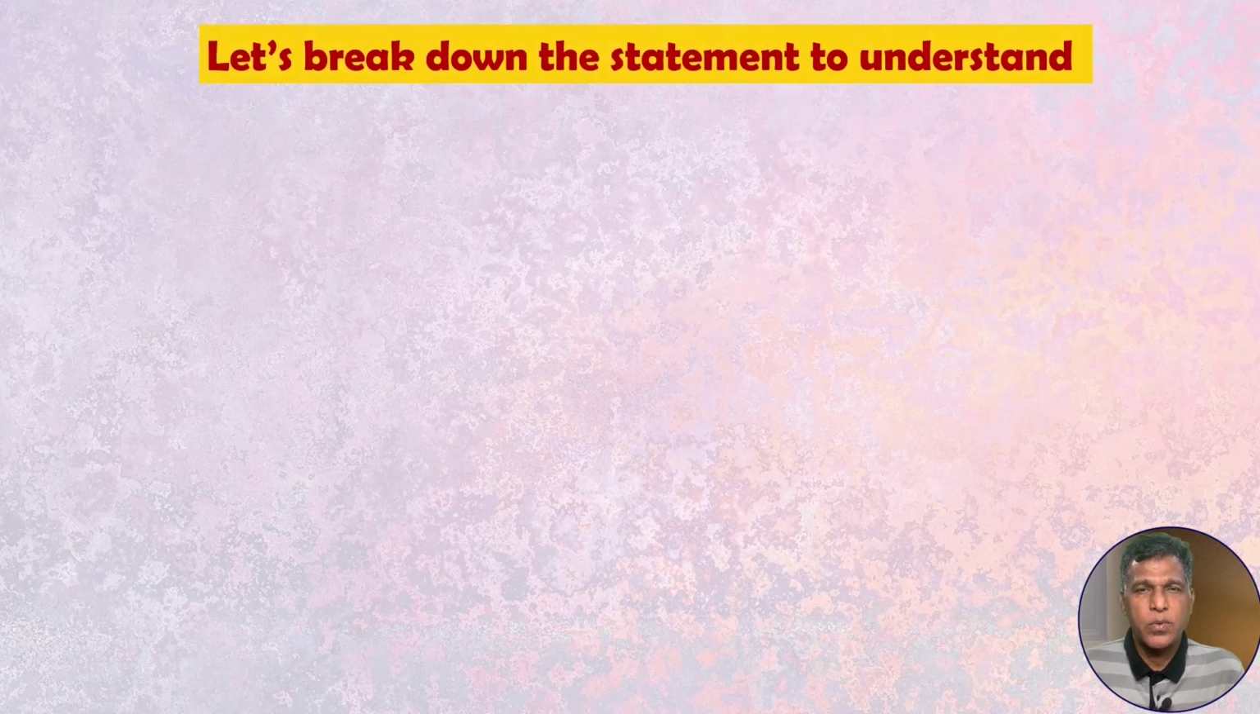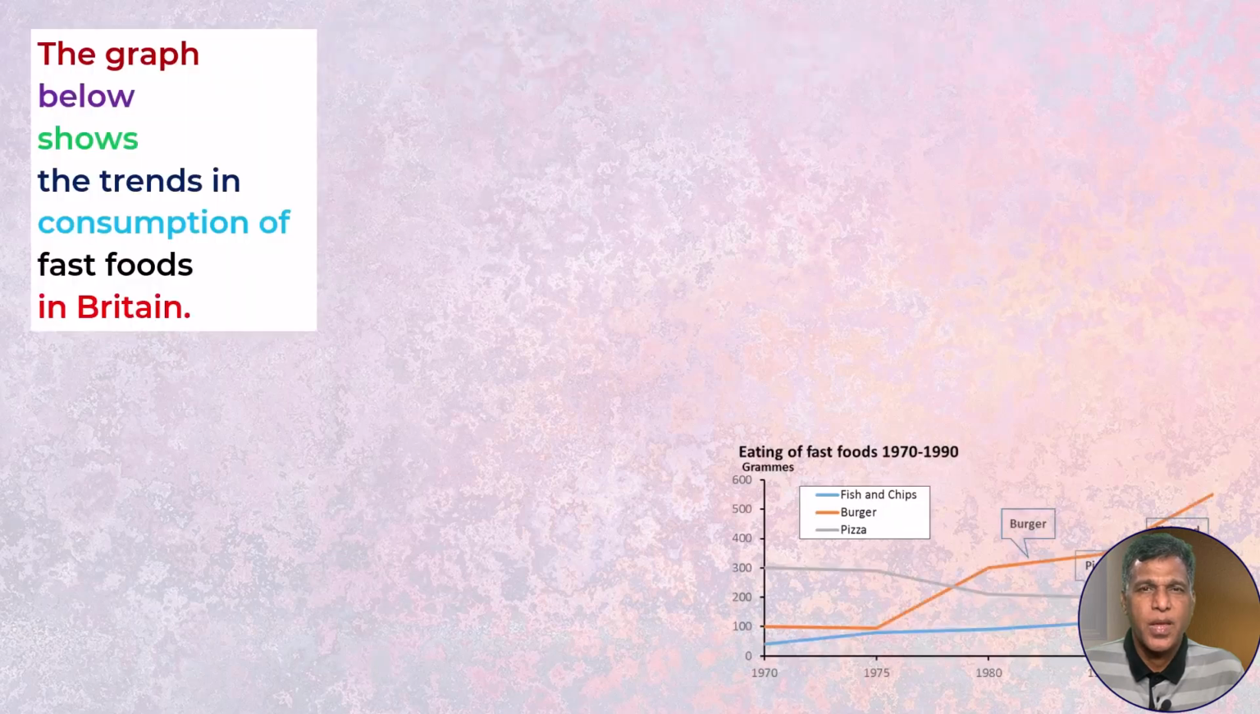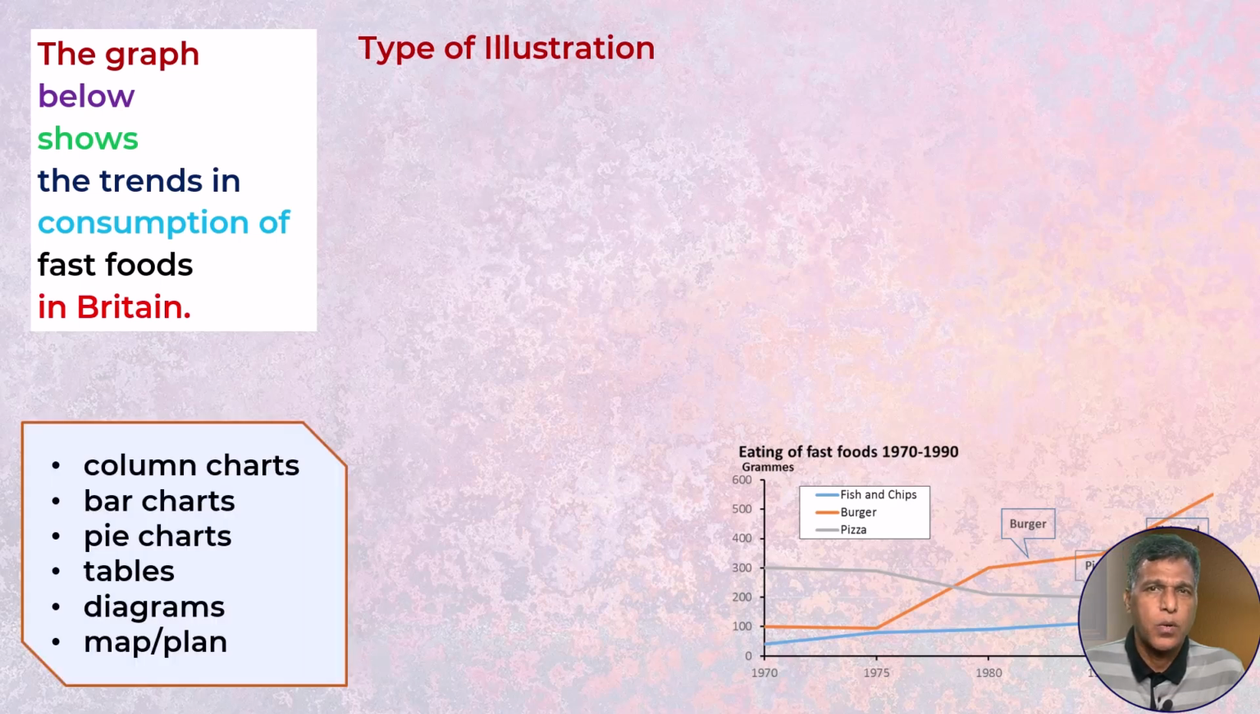Now, let's break down the task statement. The statement says, the graph below shows the trends in the consumption of fast food in Britain. So, let's analyze it. The first word is graph. Remember, the graph is one out of 8 types of illustrations. Others are column chart, bar charts, pie charts, tables, diagrams, maps, or plans.